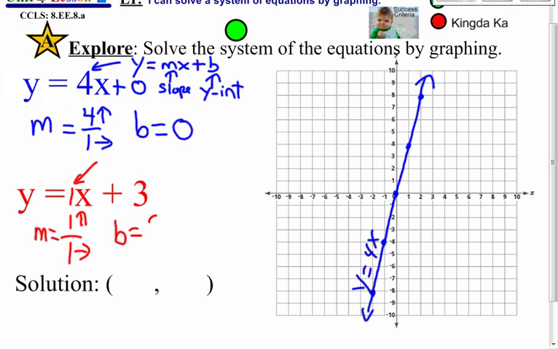The y-intercept is the other number. It's 3. So when I graph this line, my first point is 3, and I'm going to go up 1 and to the right 1. Up 1 and to the right 1. Just like that, and then down 1 to the left to keep the pattern going.